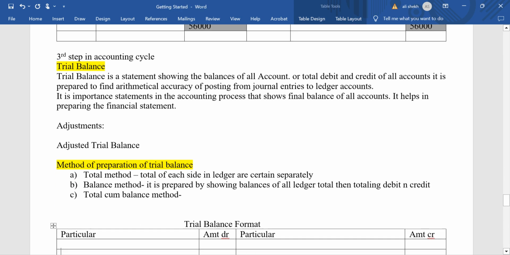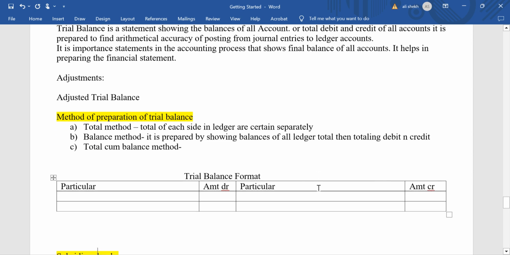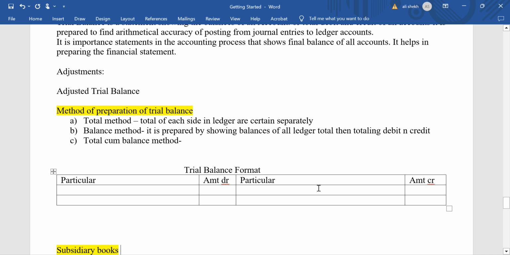Okay, next, methods of preparing the trial balance. There are basically three methods. Number one, total method. Number two, balance method. Number three, total cum balance method. Okay, next is the trial balance format. So how will the trial balance look? Date, particulars, debit amount, date, particulars, credit amount.